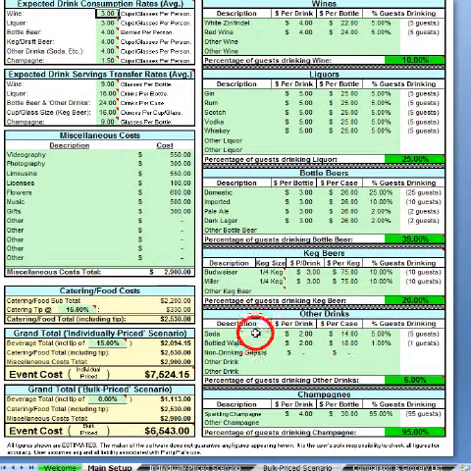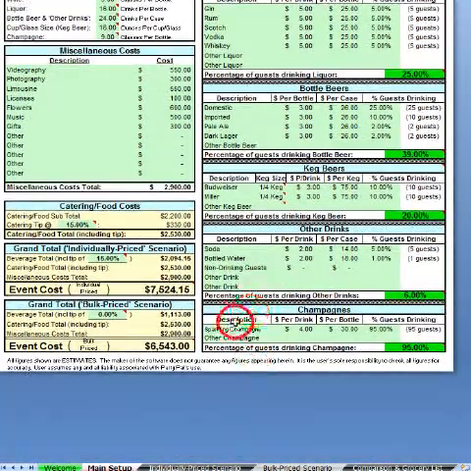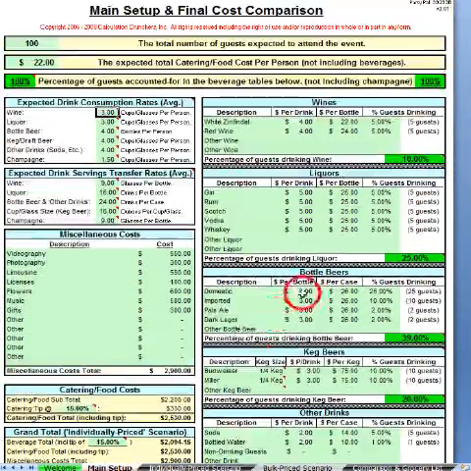And then on other drinks, I have soda, bottled water. I've got non-drinking guests. You don't need to keep track of that. I do to keep track of everybody, but that's something you don't have to do. And champagne down below that.